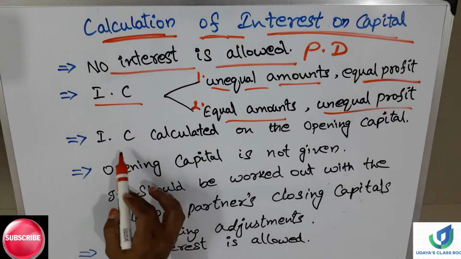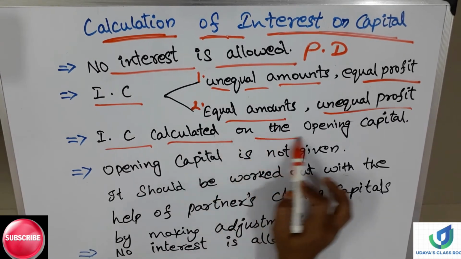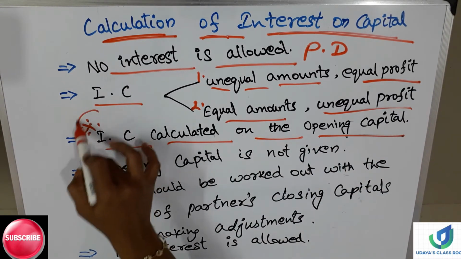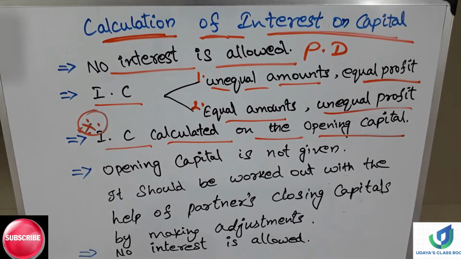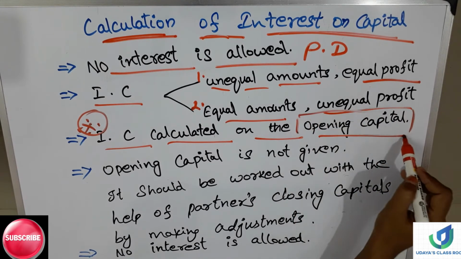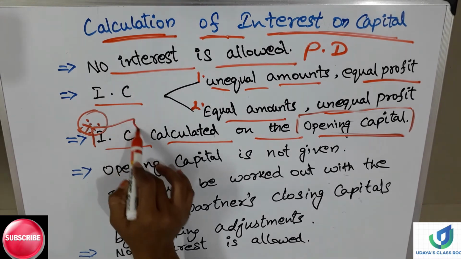Okay, the third point that I have for you is interest on capital is calculated on the opening capital. This is a very important point you have to remember. Always, if someone asks you to calculate interest on capital, you can calculate it only with the opening capital, that is the beginning capital. At the beginning of the firm, all the partners would have contributed capital, right? With that opening capital only we can calculate interest on capital.